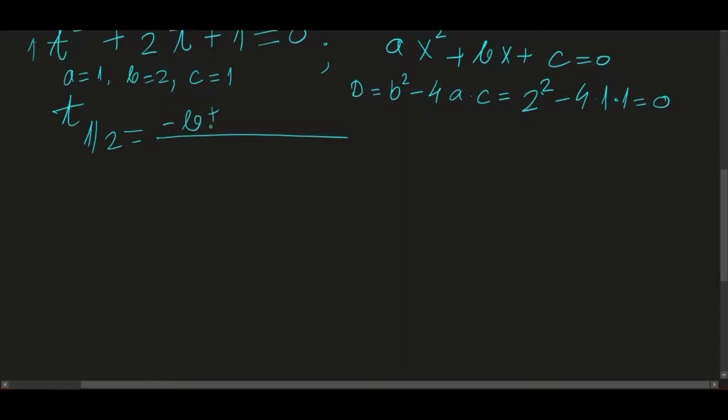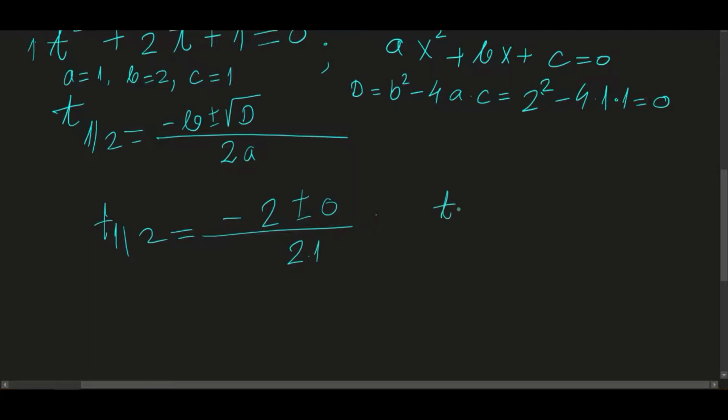Now here is the formula. We will have two roots that are double, the same. B is 2, plus or minus 0, over 2a, which is 1. This means t1 has root -1, and t2 also has root -1. Now we must substitute these roots into t, which is -1.